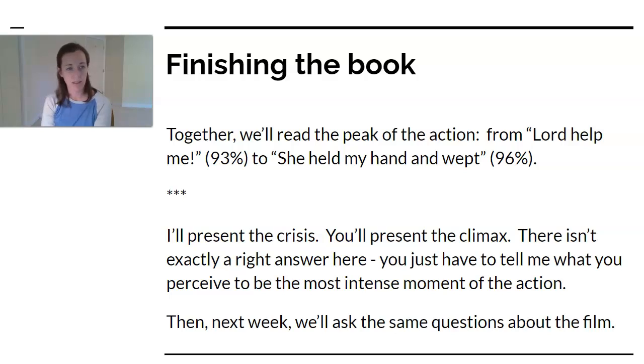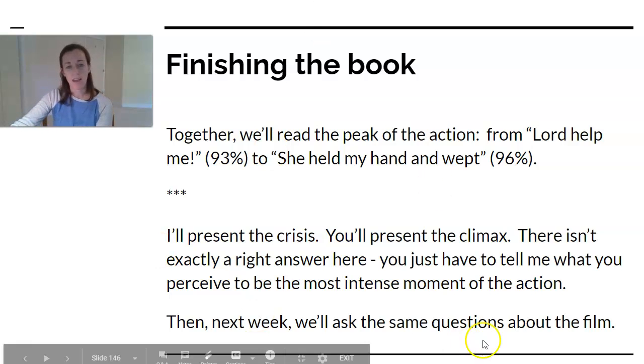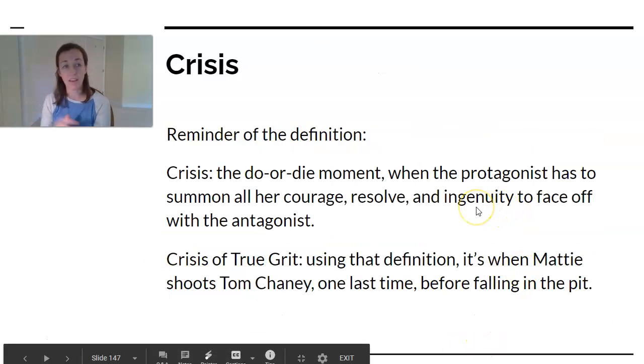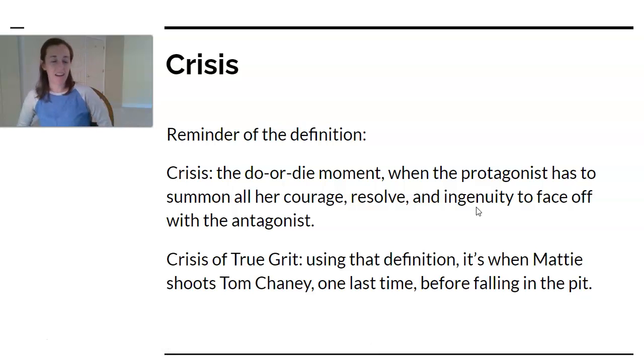So I'll present the crisis, what I believe the crisis to be, and then I asked your classmates to present the climax, so I'll tell you what they said. There is not exactly a right answer with either of these. This is maybe an art that we have to get better at, but it's not a science. So if the crisis is the do or die moment where the protagonist has to summon everything they've got to face off with the antagonist, then in the book, that is the last moment where Maddie has to face off with Tom Chaney. And he is trying to hurt her.